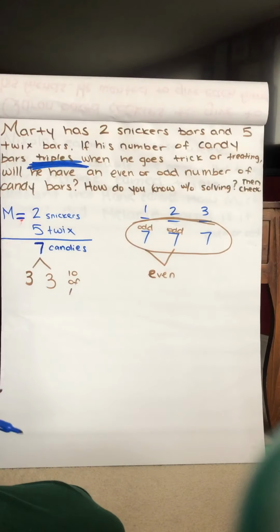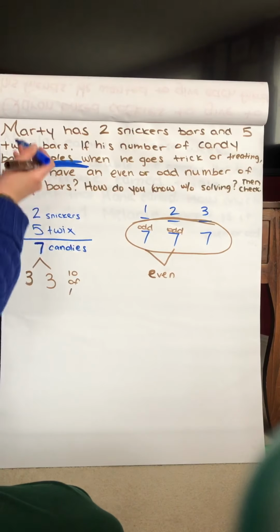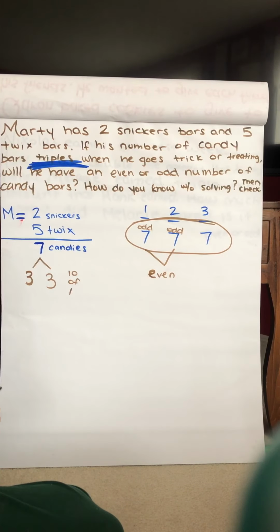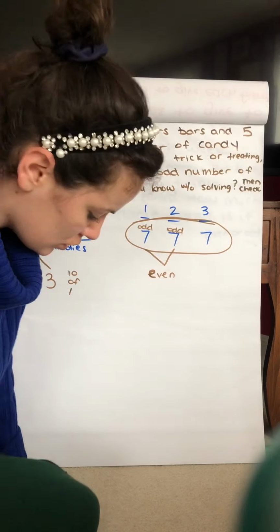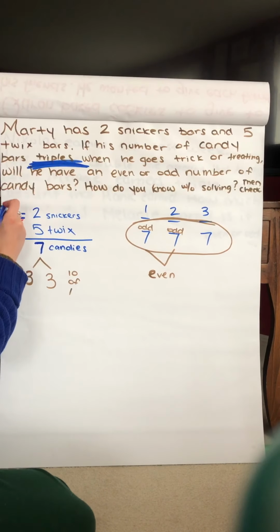Okay, so today's practice problem number 1 says that Marty has 2 Snickers bars and 5 Twix bars. If his number of candy bars triples when he goes trick-or-treating, will he have an even or odd number of candy bars? How do you know without solving? Then you may double check your work.